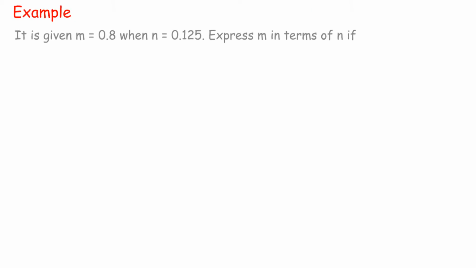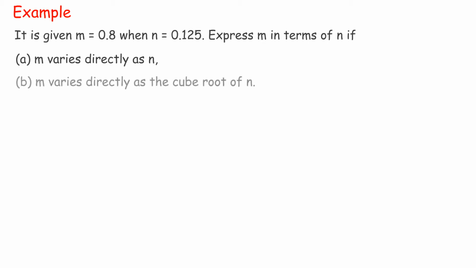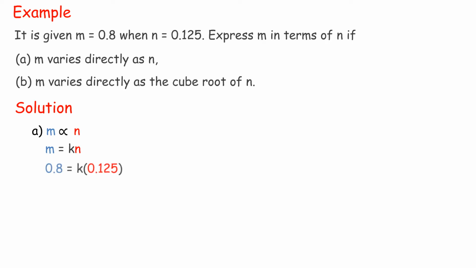Example: it is given m equals 0.8 when n equals 0.125. Express m in terms of n if a. m varies directly as n, b. m varies directly as the cube root of n. Solution: m varies directly as n. m equals kn. To find out the constant k, substitute the values into m and n. 0.8 equals k times 0.125. k equals 0.8 divided by 0.125 equals 6.4. Hence, m equals 6.4n.